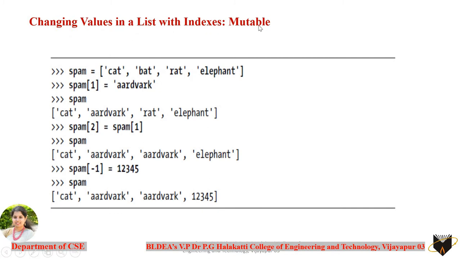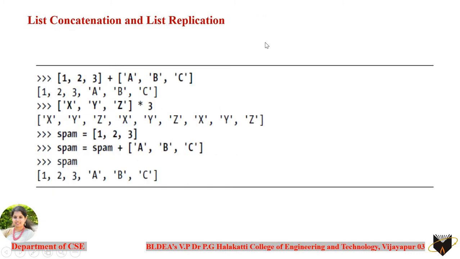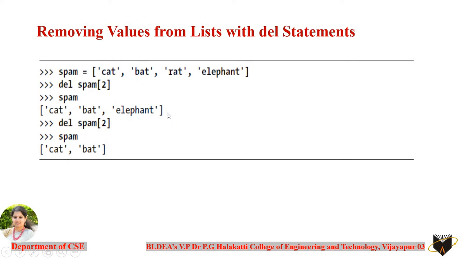So the list is considered mutable because we are able to replace an already existing element with a new element. If we use the plus operator on two lists, it is going to concatenate the contents of the lists. And if we use the star operator on a list and a number, it is going to repeat the contents of the list by the number of times that you use with the star operator.